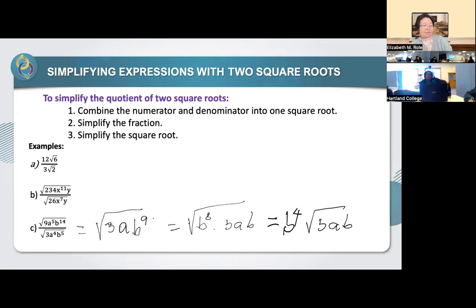My writing is not good. I think I need my iPad to be at a certain position so that I can write well. All right, B to the fourth square root of 3AB. Great.